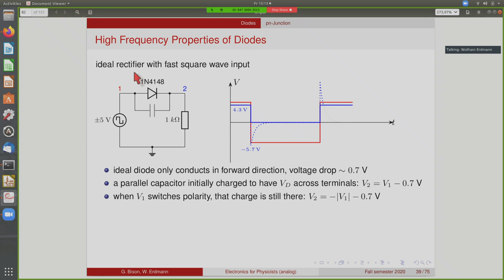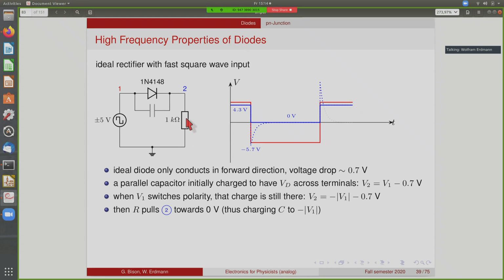Now, just as a thought experiment, we add a parallel capacitor to this diode, and we will later see that this capacitor is in fact part of this diode. So we start out with 4.3 volts here and 5.5 volts here. So this capacitor is slightly charged by 0.7 volt in that direction. Then you switch the polarity of this supply here. So this point goes down, and the charge on the capacitor is still there. So you still have the voltage of 0.7 volt across your capacitor, which means when you go down here, the potential at this point will immediately follow, and will go down to minus 5.7 volt in this case. Okay, so you have a sharp spike to minus 5.7 volts.